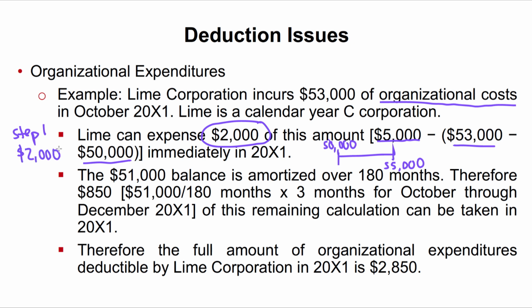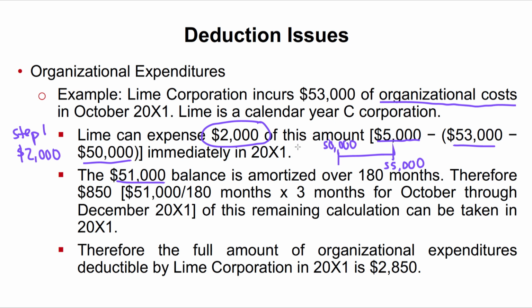Okay, what about the other $51,000? We just took $2,000 of the $53,000. The remaining $51,000 is amortized over 180 months. Straight line. We're allowed to do the full month method. Well, this is a calendar year C corporation. Calendar, right? We've got a calendar year C corporation.